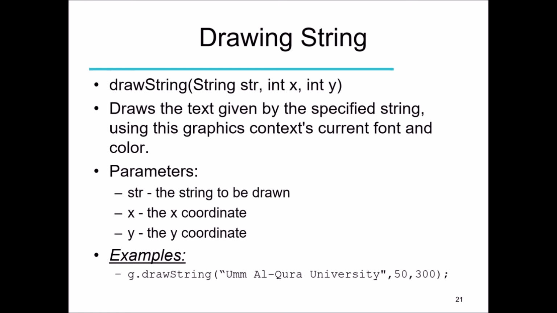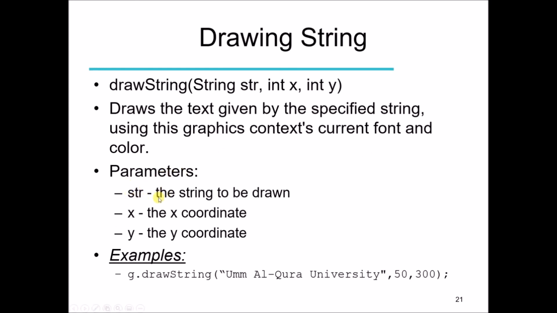Like the rectangle, when we have to draw the rectangle, the first two parameters are x and y, which are the top left corner. Similarly, because our string is like a graphic object, x and y are the top left corner for this graphic object, which is a string. So this draws the text given by the specified string using this graphics context's current font and color. So this string is going to be drawn in the default font and the default color. The default color is black, but later on we can change the color, as I have shown you in the example by using the method set color. Similarly we can change the font.